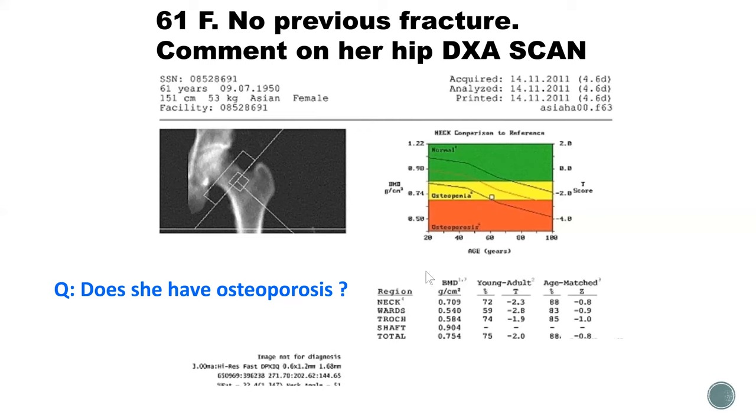Let's go back to the slide. Osteoporosis is minus 2.5 or less. All right, so you can see from here, the only part of the hip that has osteoporosis is the Ward's triangle. And remember, earlier on, I said the Ward's triangle is actually not one of the areas that should be used to make a diagnosis of osteoporosis. You should use the femoral neck or the total hip. So based on this, because it's only the Ward's triangle that is low, no, she doesn't have osteoporosis based on the scan.